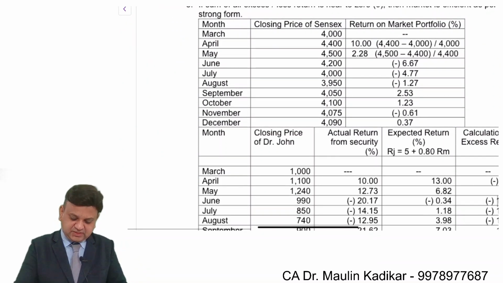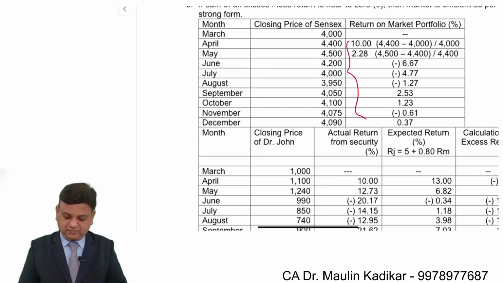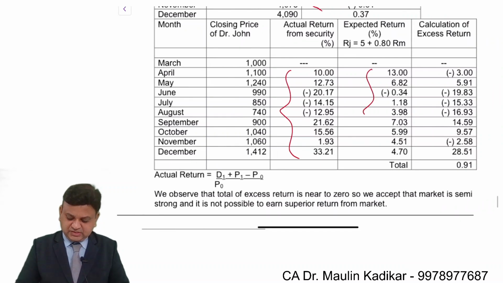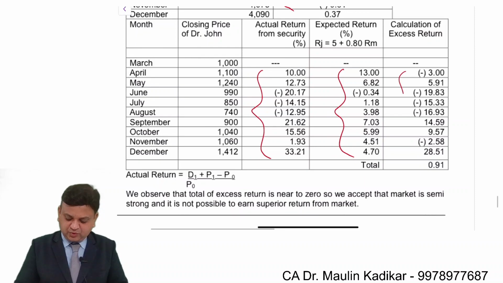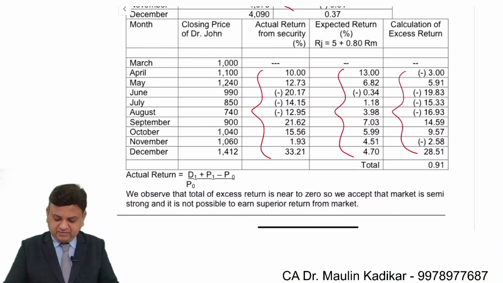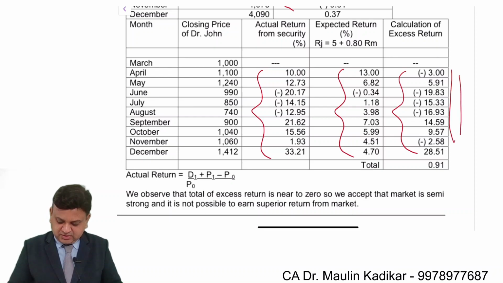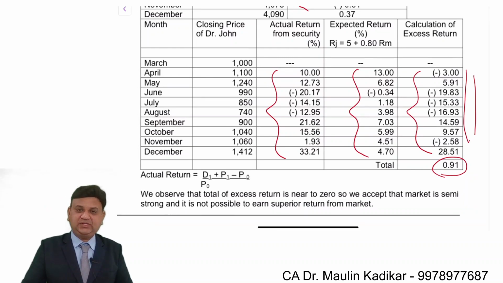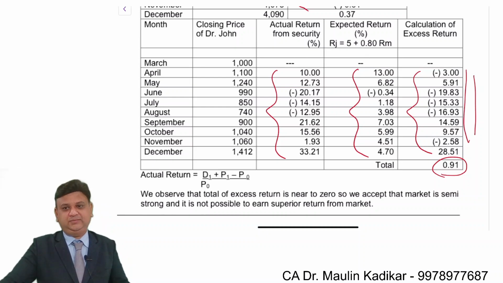So you can see that this is the actual return of the market portfolio. This is the return of the security, taking into account the price change. This is the expected return using the characteristic line. And the difference of both of them is the excess return, excess or less return. Now, the total of all this, if it is near to zero, then the market is in weak form of market efficiency, not otherwise. This is the way we have to draw the conclusion.